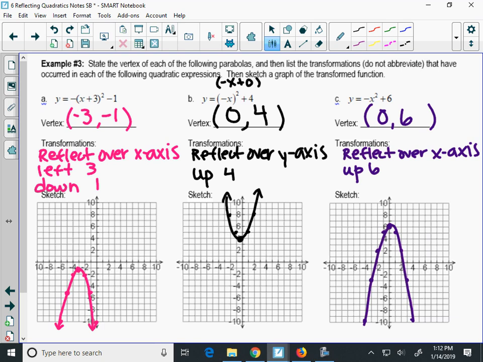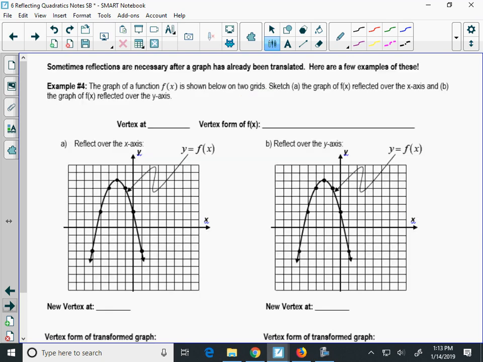Okay, not too bad. We have one more set on the bottom, and then we're done. Something a little bit different though. This time we're given a parabola to start with. Same parabola on either grid. Okay? So from this parabola, we are going to write the equation of the parabola, and then we're going to reflect it and write the new one. So we're just practicing writing vertex form equations basically here.